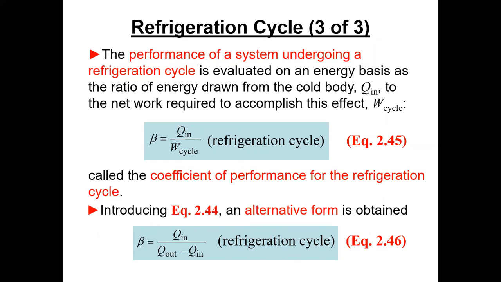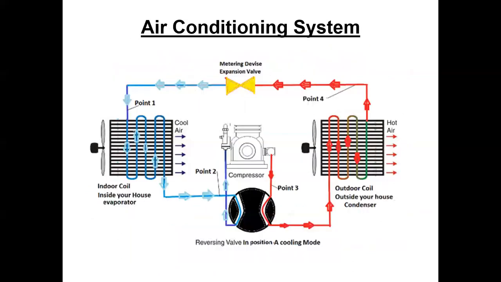Coefficient of performance, refrigeration. And this book uses a beta for refrigeration when you're in cooling mode. And again, W work of the cycle is Q out minus Q in. So you can substitute that in, and no other simplifications on that. And there is a nifty little picture. Again, I pulled that off the internet today.